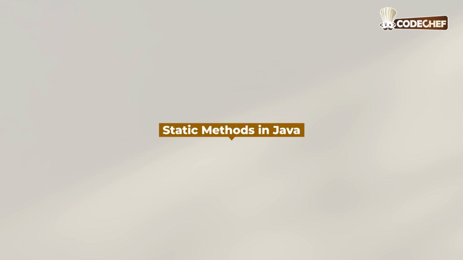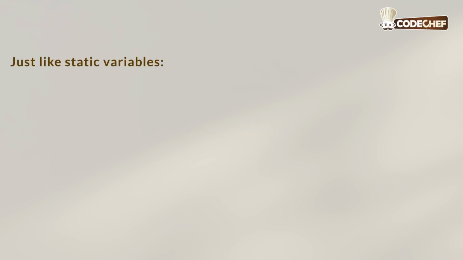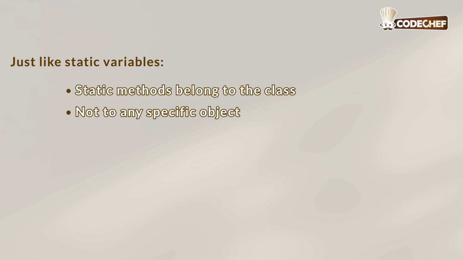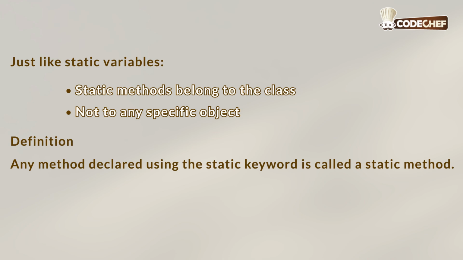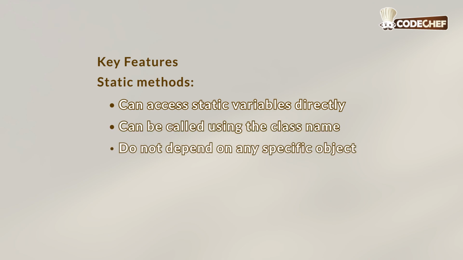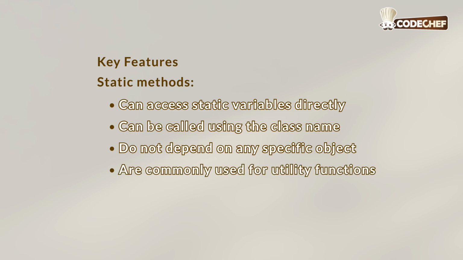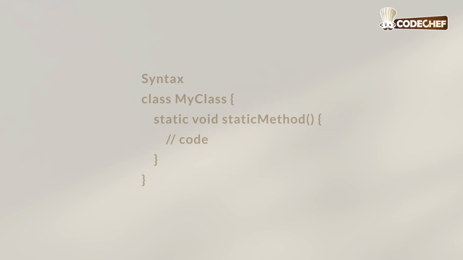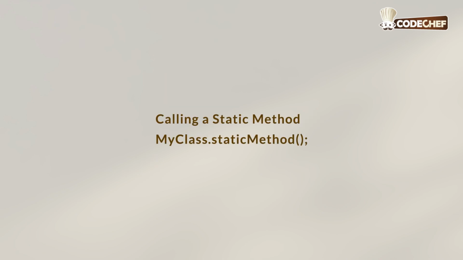Now let's talk about static methods. It's just like static variables. Static methods belong to the class, not to any specific object. So any method declared using the static keyword is called a static method. The key features are that it can be accessed directly, it can be called using the class name, and it does not depend on any specific object. Static methods are commonly used for utility functions. This is how the syntax looks, and this is how we call a static method.